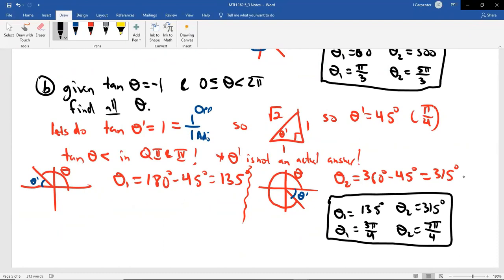Multiplying by pi over 180. Or you could have done 2 pi minus pi over 4, which is 8 pi over 8 minus pi over 4. 8 minus 1 is 7 pi over 4. That would be the second one. The first one, you would have been doing pi minus pi over 4, which is 4 pi over 4 minus pi over 4, which is 3 pi over 4.